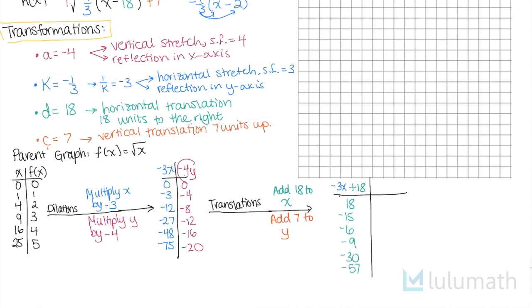Then I'm going to take my y values, my negative 4y, and I'm going to add 7 to it. So 0 plus 7 is 7. Negative 4 plus 7 is 3. Negative 8 plus 7 is negative 1. Negative 12 plus 7 is negative 5. Negative 16 plus 7 is negative 9. And negative 20 plus 7 is negative 13. And this right here represents the graph h of x.